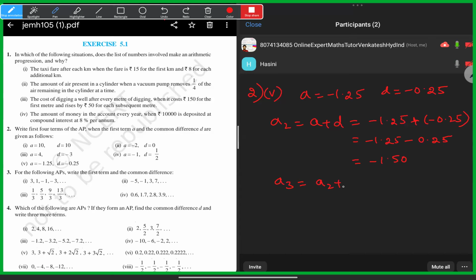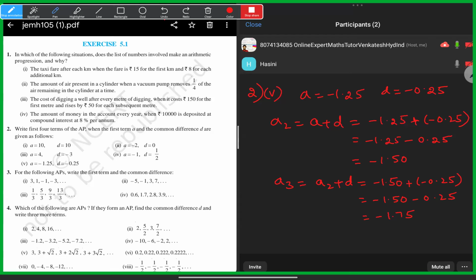A3 is nothing but A2 plus D, common difference. -1.50 plus -0.25, which is -1.50 plus of -0.25, which is -1.75. Again, both negative, so we have to add them and keep the negative sign.